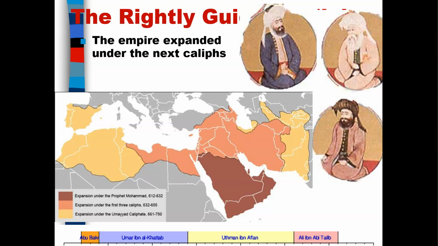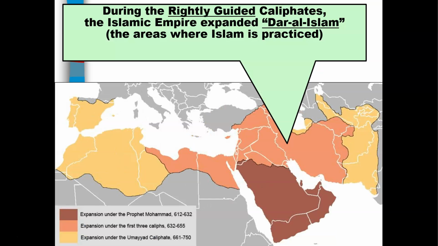And here we have a map of the expansion of the Islamic Empire. As you can see here, it's color-coded with different colors, and you can see how this empire was able to expand from about 632 all the way to 750. You're more than welcome to pause this video so that you can analyze all the areas that were controlled by the Islamic Empire.